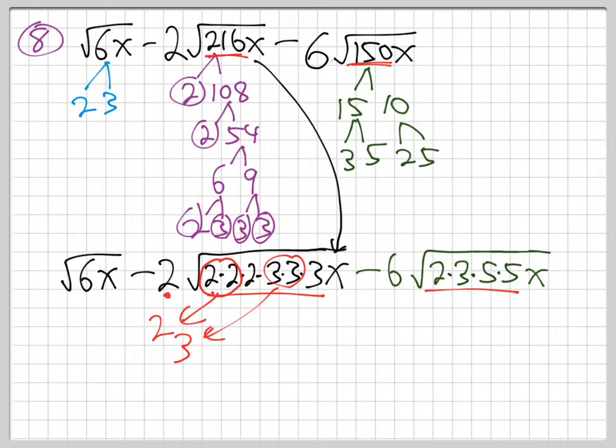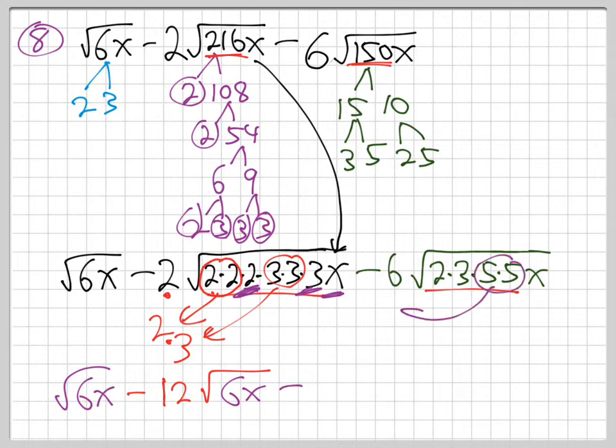So that 2 times 2 times 3, what's that, 12? Will come out. What's left inside? 2 and a 3 and an x, right? 2, 3, x, 6x. And then this other one, 2 5's in, 1 5 out. 5 times 6, 30. What's left inside? 2, 3, x, 6x. We good there?